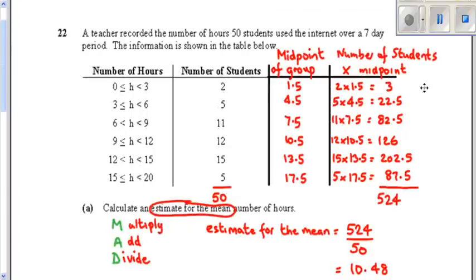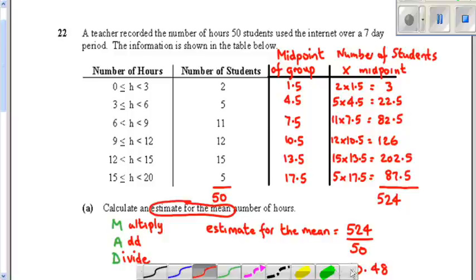Okay, question 22. You're given a table of data about 50 students, and this is about the number of hours they spend on the internet, and you're asked to work out an estimate for the mean. The thing you need to remember here is that these are in groups, so before we can do anything with working out the mean, we've got to find the midpoint of each of these groups.